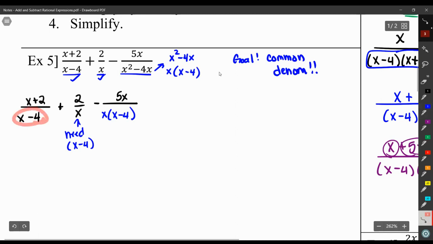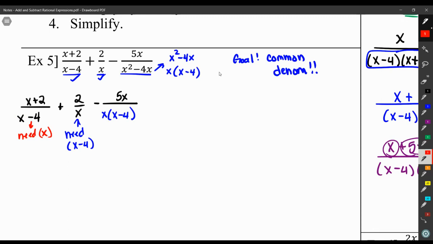This first fraction has x minus 4, but it's missing the x. And so this first fraction will need x, and that's going to be in parentheses. So now that we have determined exactly what we're missing and what we need, let's multiply by our fancy forms of 1. So this first fraction, x plus 2 over x minus 4, will need to be multiplied by what the factor is missing. In this case, x over x.